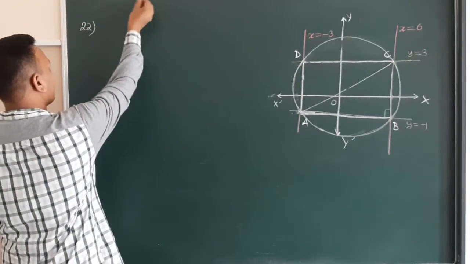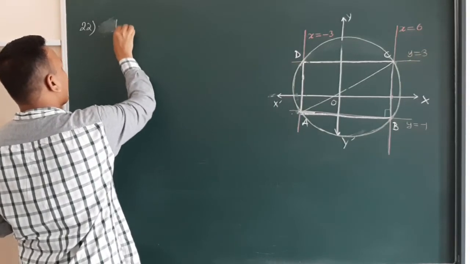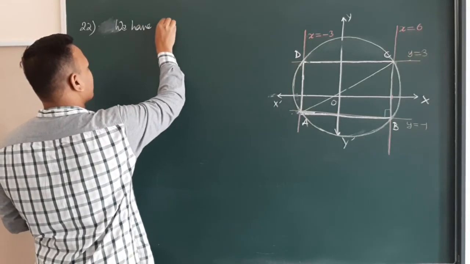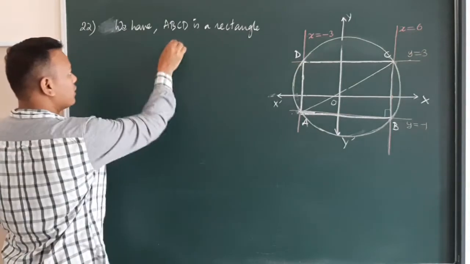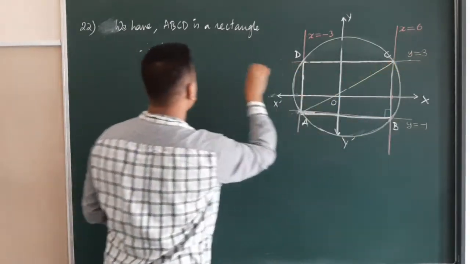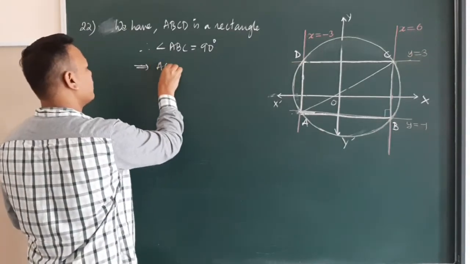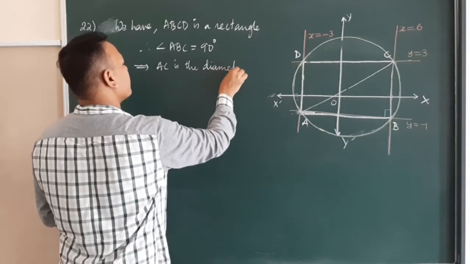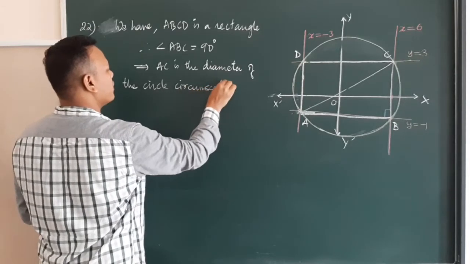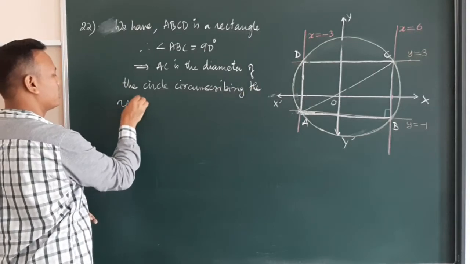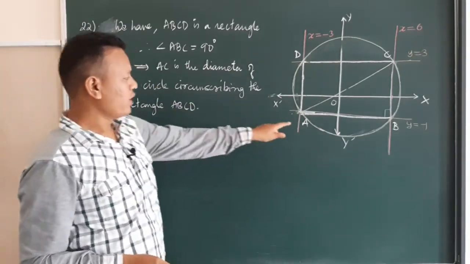This is question number 22. So we have ABCD is a rectangle. Alright, so ABCD is a rectangle. Therefore, angle ABC will be equal to 90 degrees. Alright, so this means that AC is the diameter of the circle circumscribing the rectangle ABCD. Okay, so now our aim is to find what is the coordinate of A and what is the coordinate of C.